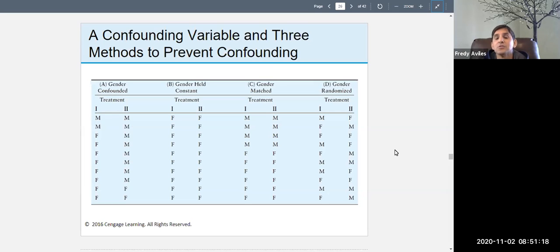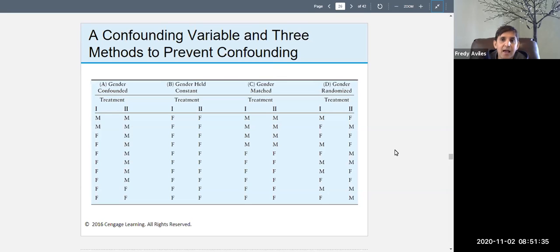You can match to avoid gender being a confounding variable. And that means that you have the same number of males and females in each group. Treatment 1 has 4 males and 6 females. Treatment 2 also has 4 males and 6 females. That's what we mean by matching.